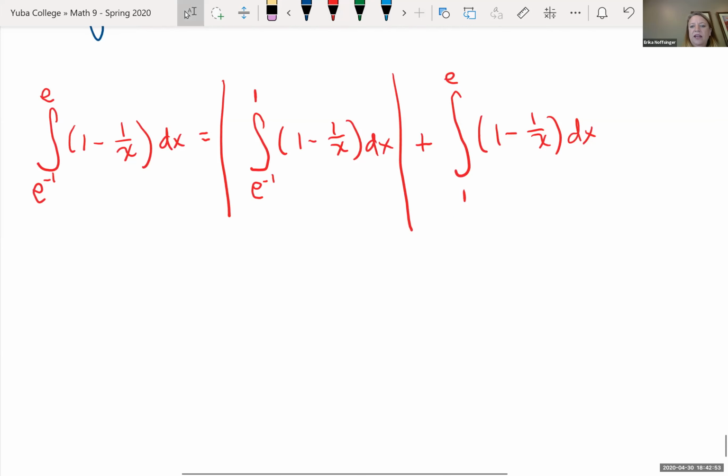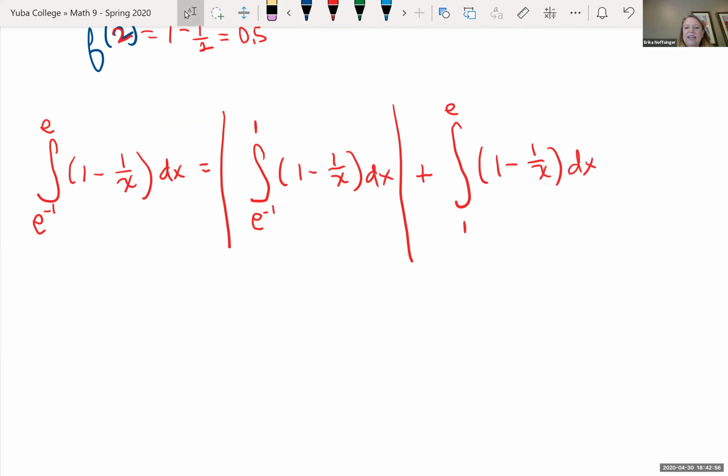And so now we can integrate. I notice that I can integrate both of these without using u-substitution. 1 over x is a special case. That's where our power is -1, if we brought that up. And so we can't use the general power rule.